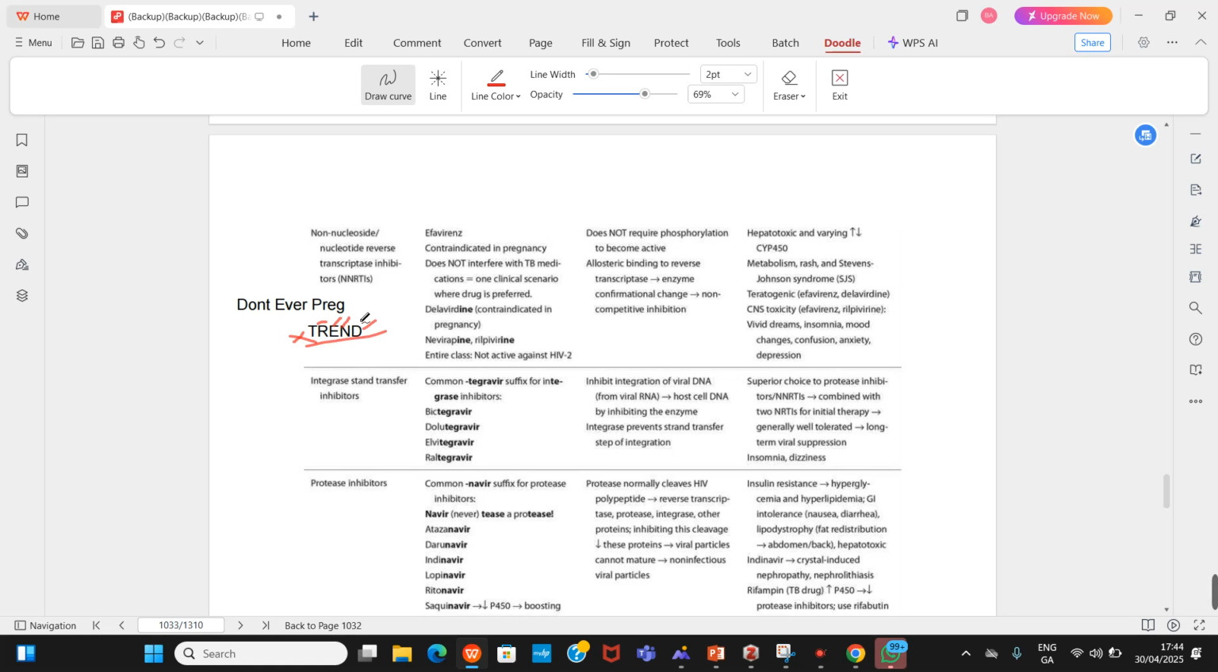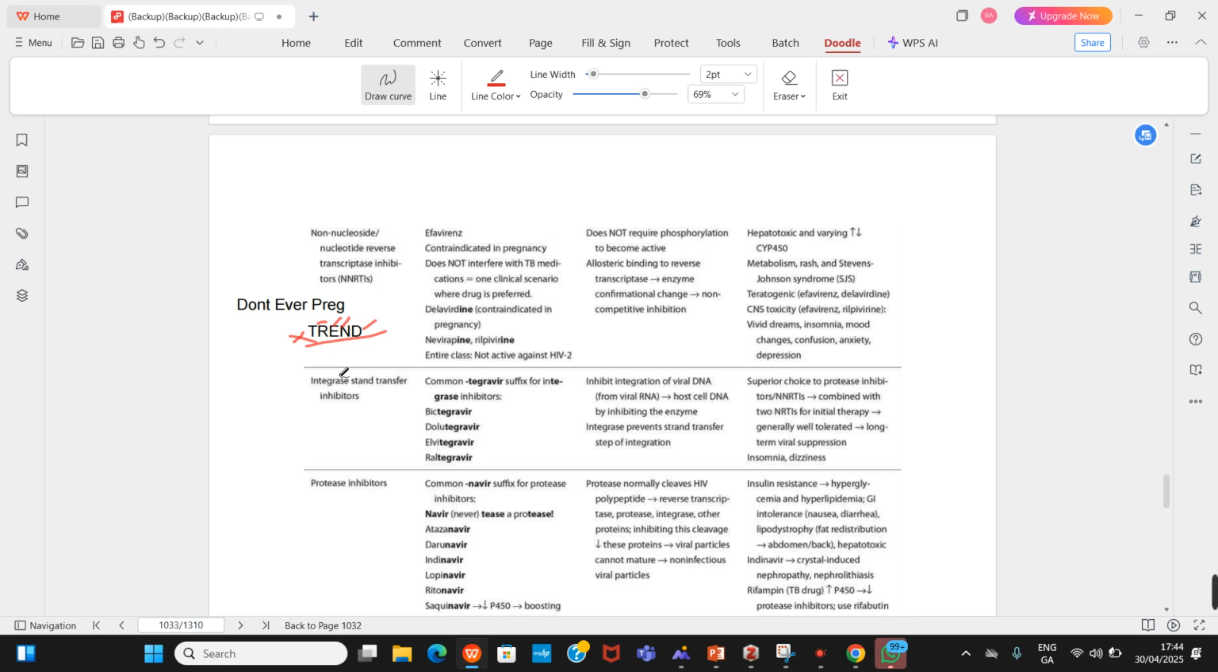So you don't use D and efavirenz in people that are pregnant. So anybody pregnant, don't take E and D. You can't give them D and E. You don't want to do D and E for somebody that is pregnant. If you do D and E, you spoil the pregnancy. So you can't give delavirdine and efavirenz in someone that's pregnant. They are contraindicated.